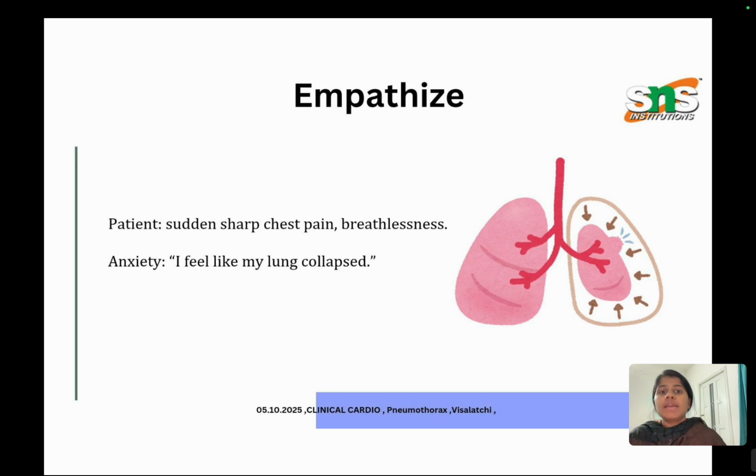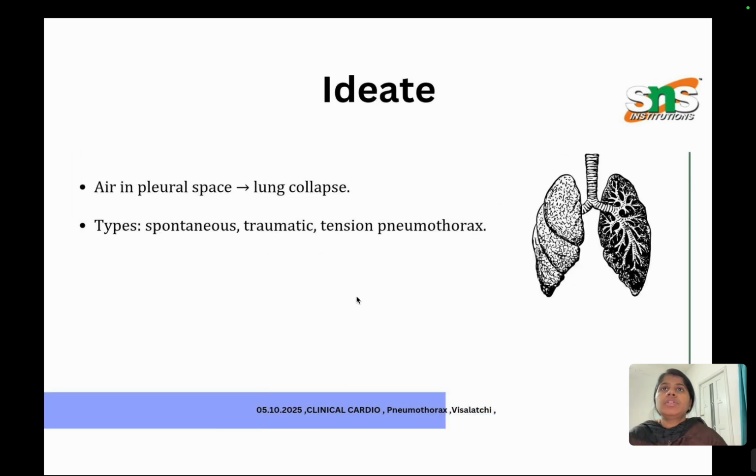So what are the types? Coming to the types, there are several. Spontaneous pneumothorax is one of the most important types, occurring without any trauma, and it is further divided into primary and secondary. The second one is traumatic pneumothorax, which is injury to the chest wall or lung. The third one is tension pneumothorax. It is the most dangerous type. Air enters but cannot escape, causing a life-threatening rise in pressure that shifts the mediastinum.